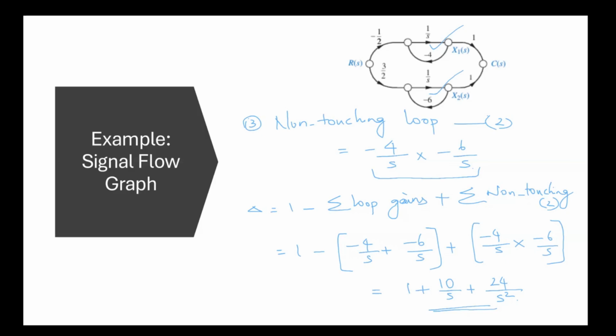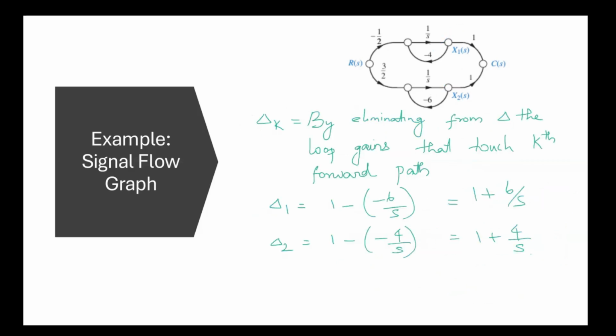Here we have only two loops. This will be equal to 1 minus (-4/s plus -6/s) plus (-4/s) multiplied by (-6/s). So that will give you 1 + 10/s + 24/s². Next, we will calculate the delta k. That is obtained by eliminating from delta the loop gains that touch the kth forward path. So here we have two forward paths, and the loop gains that are not touching the forward paths are -6/s and -4/s for loops 1 and 2 respectively.